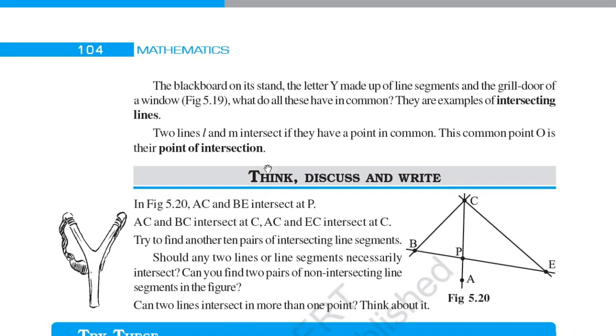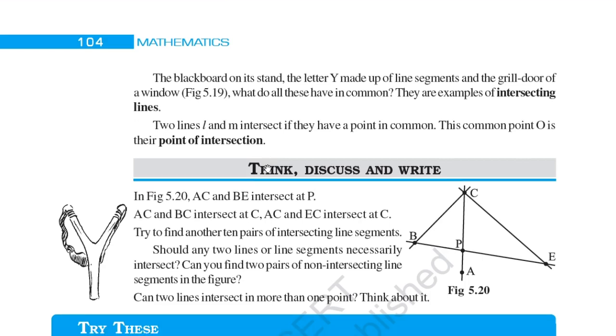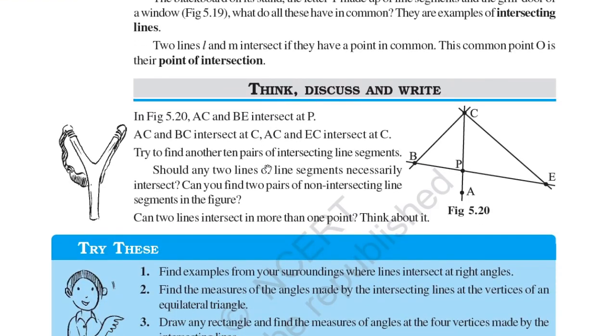Two lines L and M intersect if they have a point in common. So when there is a point in common, they intersect each other. The common point is O, and it is the point of intersection. So here is a think and discuss section. In figure 5.20, AC and BE intersect at P. So you can see P is the point of intersection of these two lines.